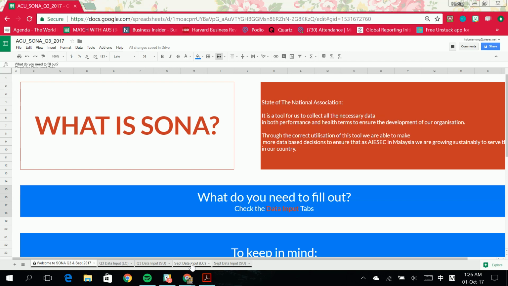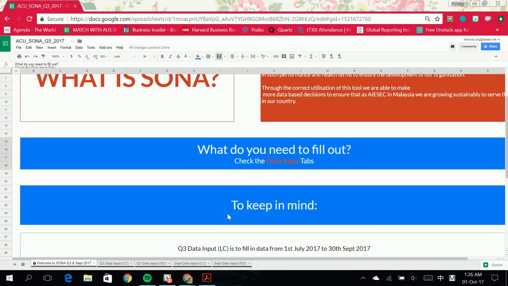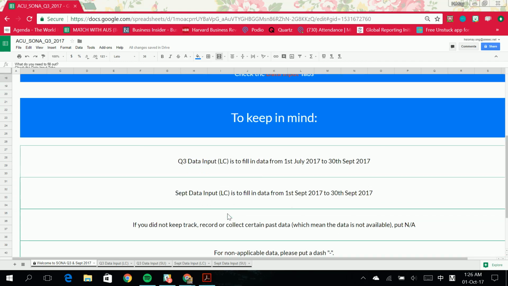If you're an LC with an SU, you need to make sure that you fill in Q3 data input LC, Q3 data input SU, September data input LC, and September data input SU, which means you need to fill in all the tabs. And before you proceed on filling in the tabs, there are four things that we need you to keep in mind.